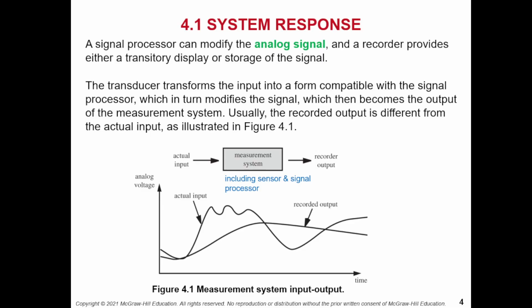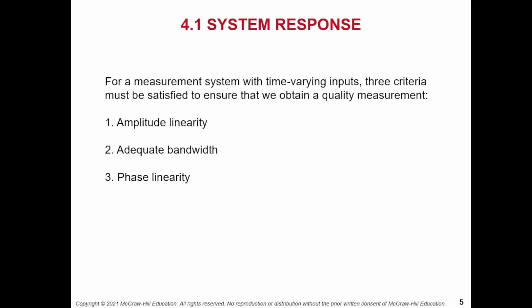And here it says the analog signal. But nowadays, even though all the sensors are analog, they have an AD converter. So it can transfer the analog to the digital signal. So there's no problem. So we are going to talk about the amplitude linearity, phase linearity, and the bandwidth.